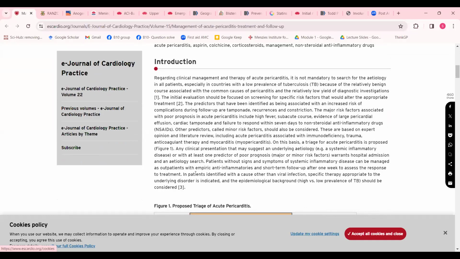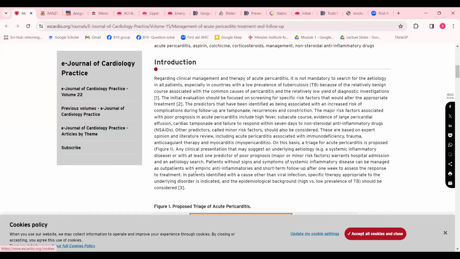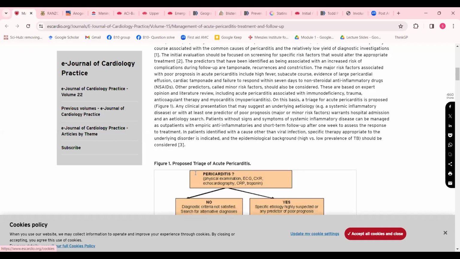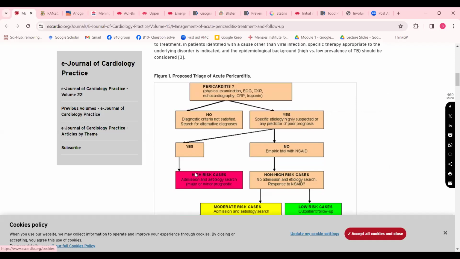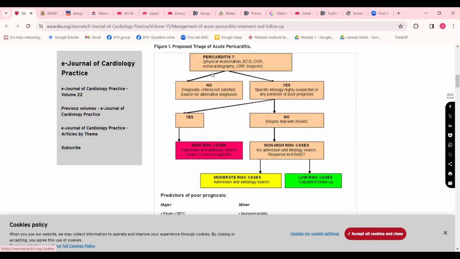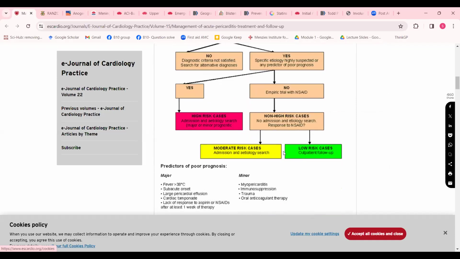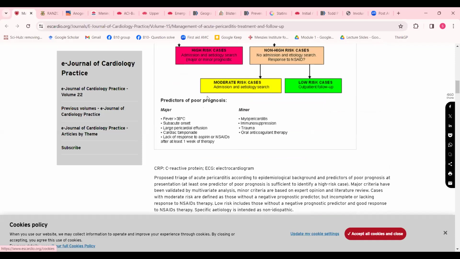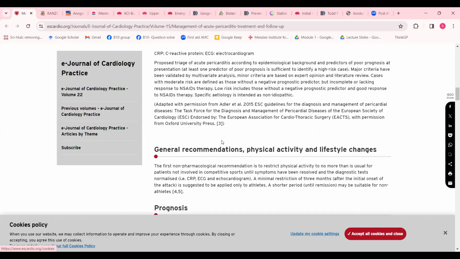I'm showing this link because later, after the class, if you are not very familiar with this topic, you can go through this and read around it. But don't worry, in our cardiology theory classes, this will be covered in and out. So when you have a patient with pericarditis, this shows how you approach the patient, like how you determine whether it's a high risk or a low risk case. This flowchart gives that, and the predictors of poor prognosis are also given.